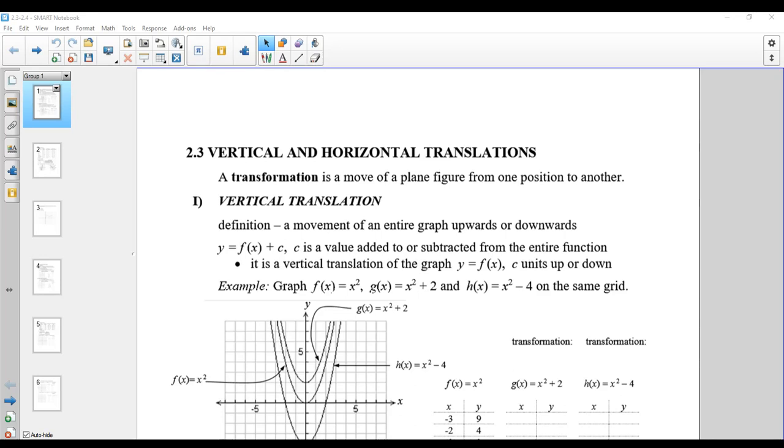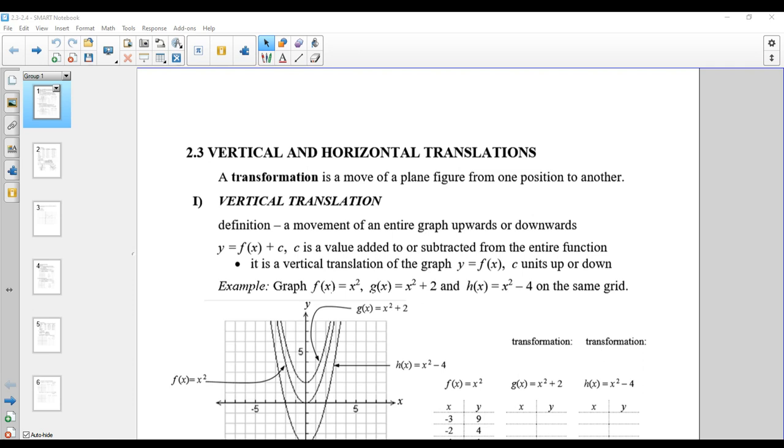Vertical and horizontal translation. You've just been doing that. That's what you've been doing. It didn't have a name, but now it has a name. You've been shifting these shapes, transforming them. The general subject, or category, that we're under is transformations.